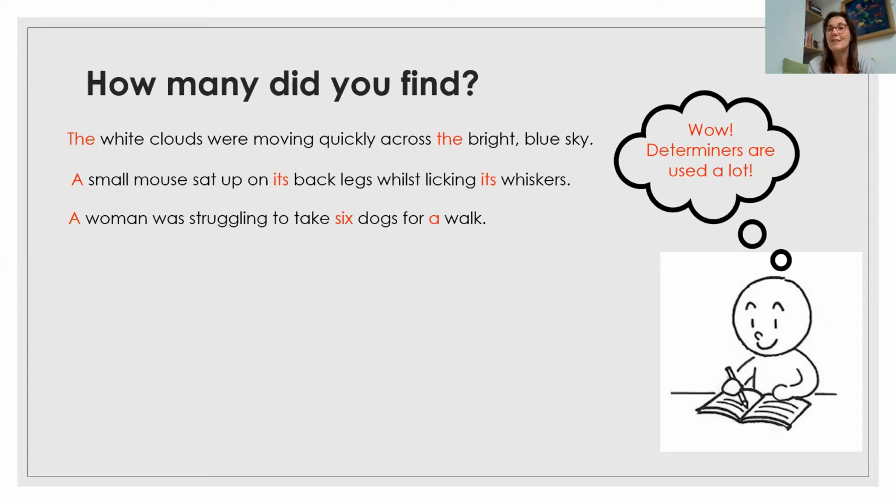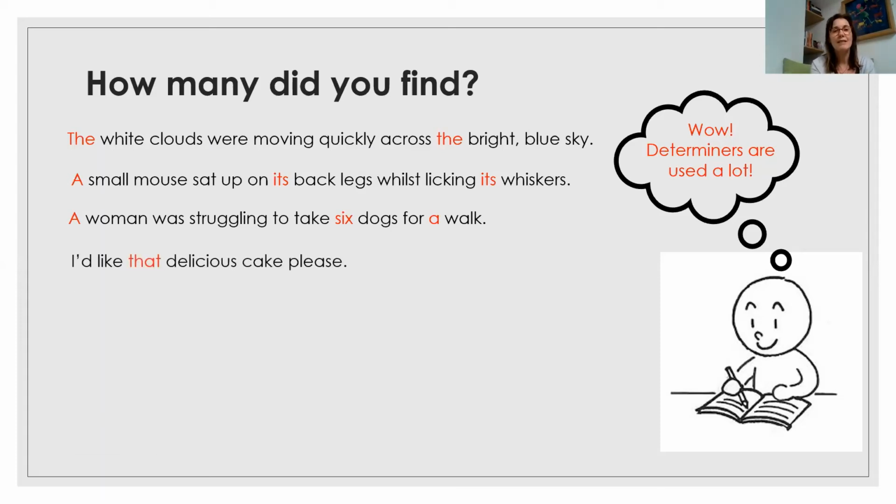Six dogs. It's one of our number determiners. Did you spot that one? And then a coming before walk. Walk is a thing. A walk, it's a thing. They were going for a walk. A is your determiner. Let's look at the next example.